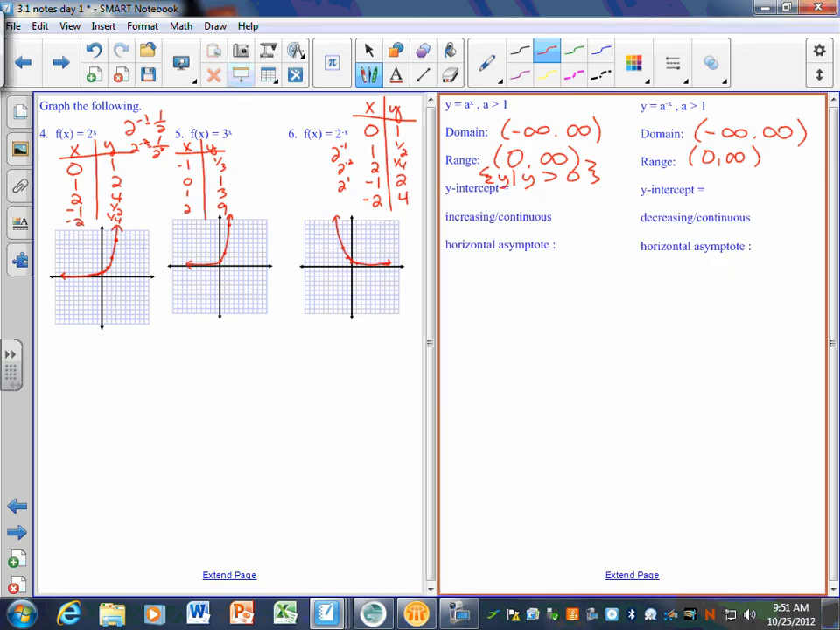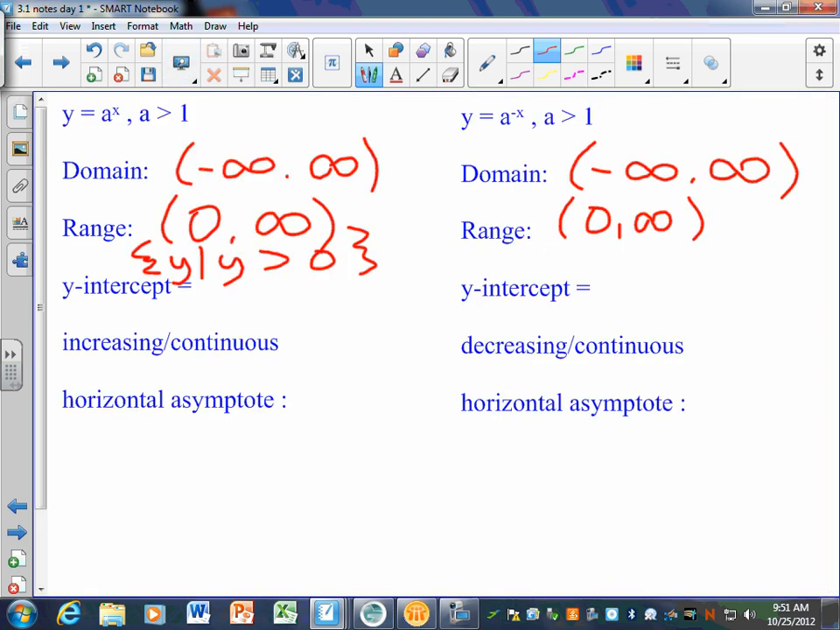I'm going to go back to a full page. What about the y-intercept on all these graphs here when it's just a to the x or a to the negative x? And what's it always going to be? Yeah, because when you plug 0 in, you just get 1.